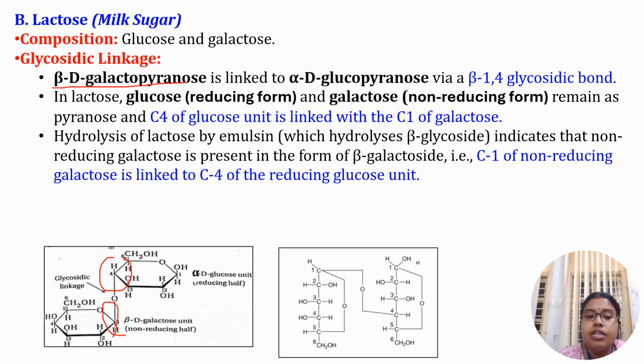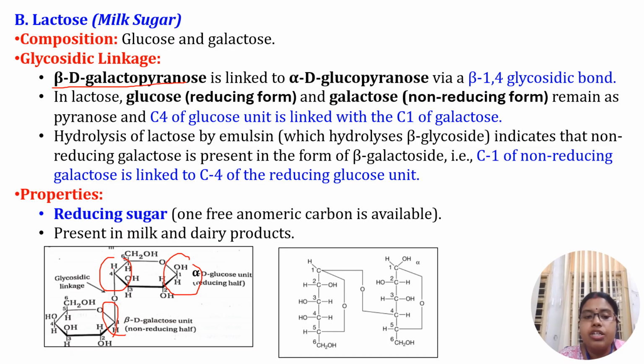So here the glucose C1 is free. So glucose is reducing but galactose is non-reducing. So combinedly, lactose is reducing in nature. Hydrolysis of lactose by emulsin indicates that its non-reducing galactose is present in the form of beta-galactoside. C1 of non-reducing galactose is linked with C4 of reducing glucose. It is reducing in nature and present in milk and other dairy products.